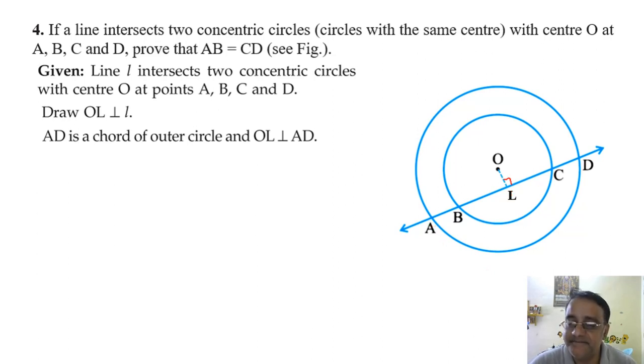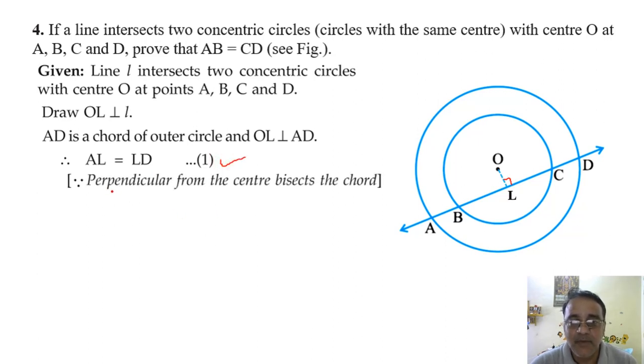Why? Sir, the perpendicular from the center to a chord bisects the chord. Very good. AL is equal to LD. Let it be equation number 1. The reason is that the perpendicular from the center to a chord bisects the chord. This part is clear? Equation 1 is clear?